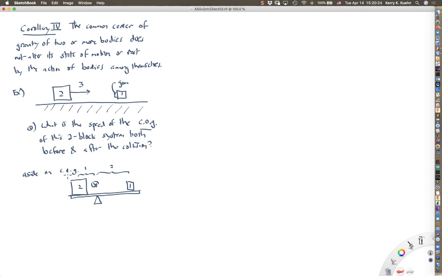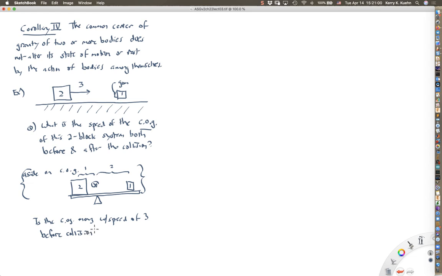Okay, now going back, so this was an aside. What is the speed of the center of gravity before the collision? Well, you might think that it's moving because this block is moving with the speed of 3. Perhaps the center of gravity also is moving with the speed of 3. So let me just ask that. Is the center of gravity moving with the speed of 3 before the collision?